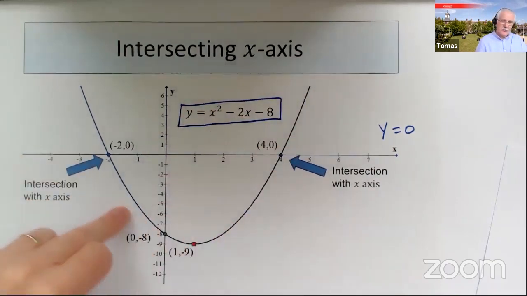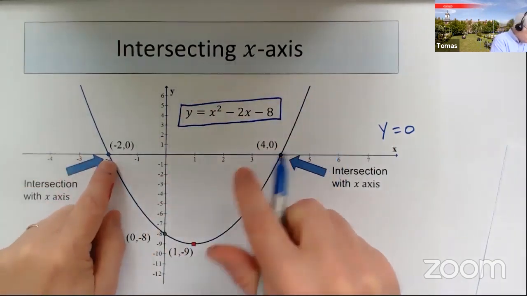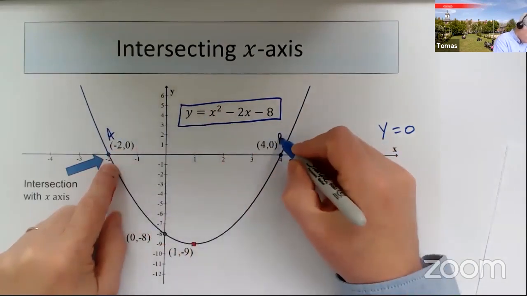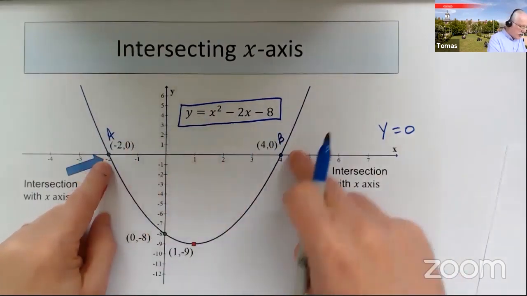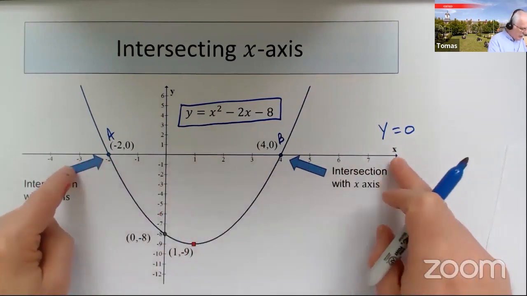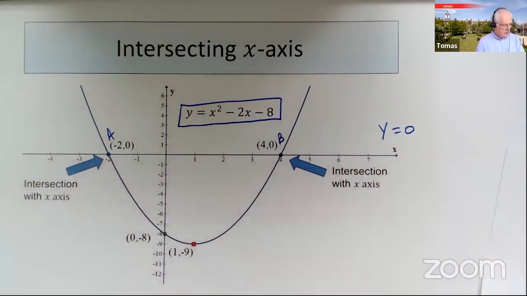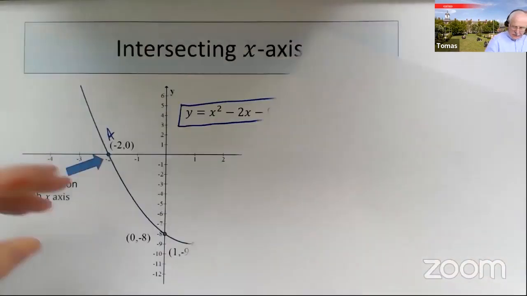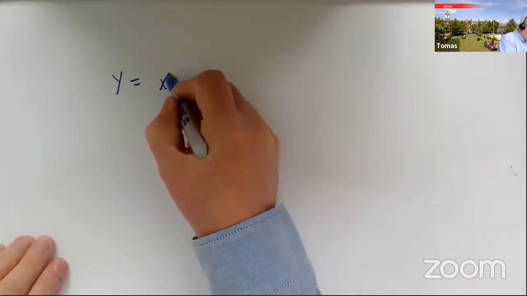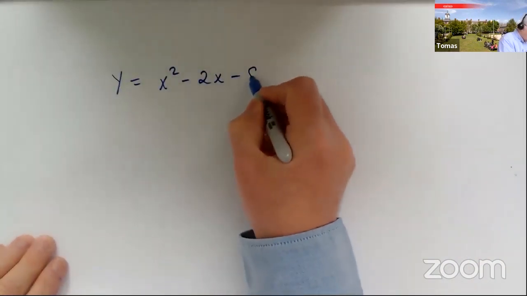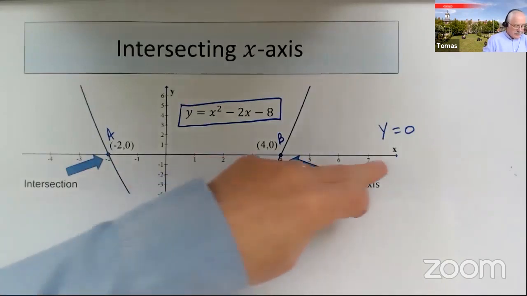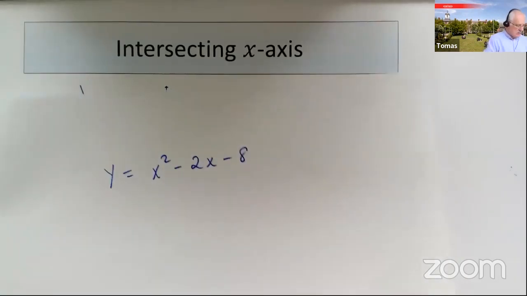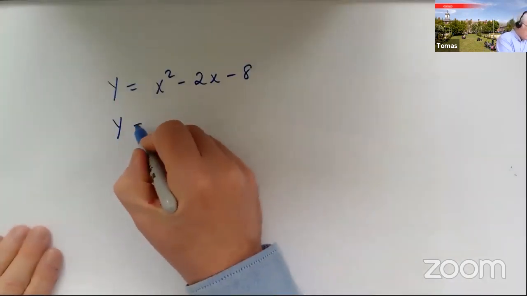intersecting with another function. In other words, at these 2 points here, let's call them A and B, not only are they on the curve, but they're also on the actual line itself. So they're on the curve, so we know that y is equal to x squared minus 2x minus 8. But they're also on the x-axis. So they're also equal to y is 0.